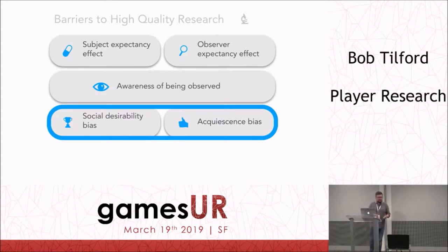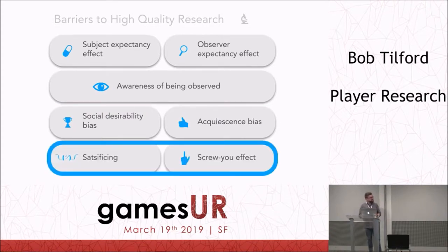And then we've got these last two, satisficing and the screw-you effect. Under certain circumstances, participants might be only just motivated enough to give the bare minimum of effort in their responding, so that their response is only just satisfactory. That's called satisficing. And then there's also this thing called the screw-you effect, which is when participants get full-on belligerent and actively try to go out of their way to give us unhelpful responses.